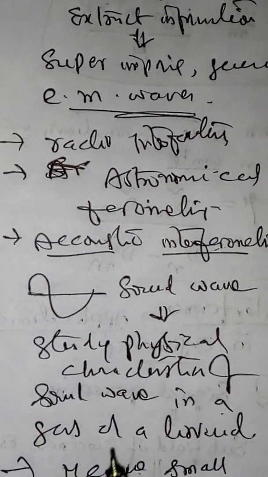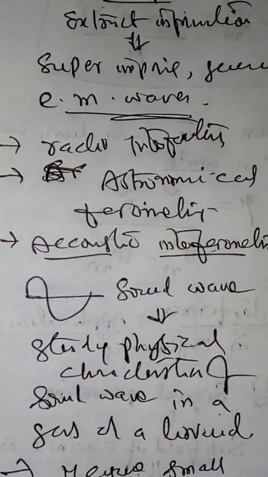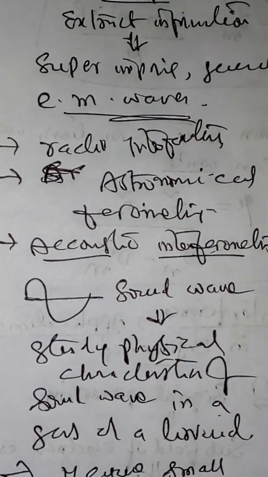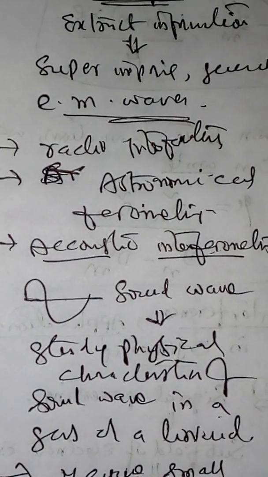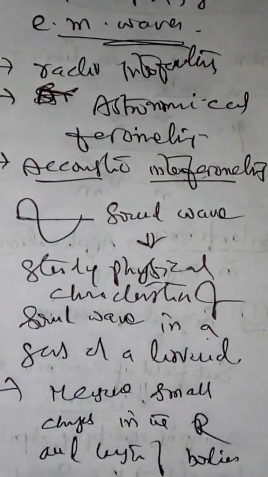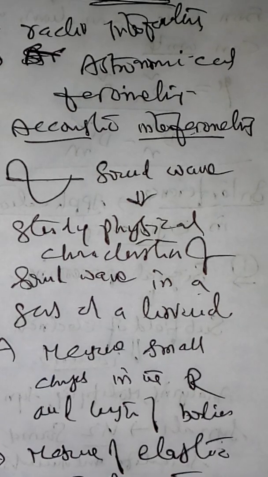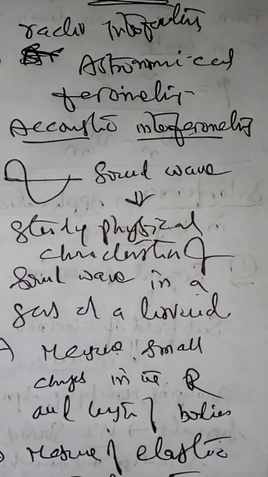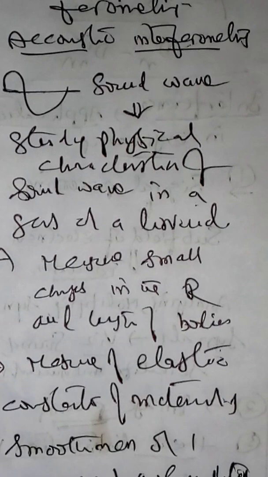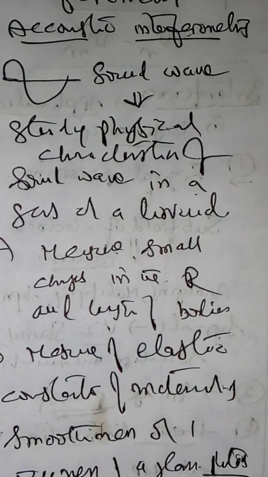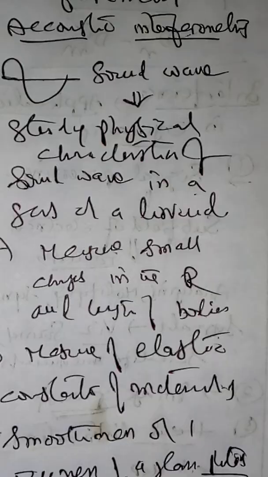Interference is used in detecting and measuring small changes in the radius of curvature and length of bodies. The interference concept is also used in determination of elastic constants of a material. It will be helpful in testing the smoothness of a surface and thickness of a glass plate. With the help of the interference concept we can also measure the refractive index of a given liquid.